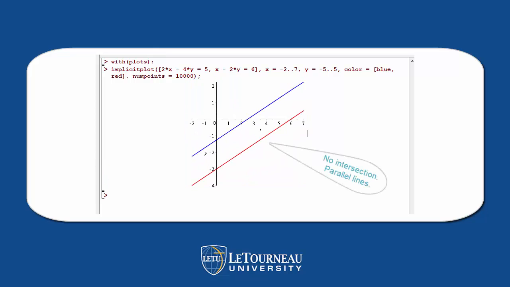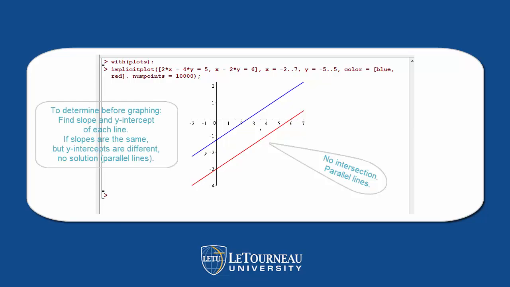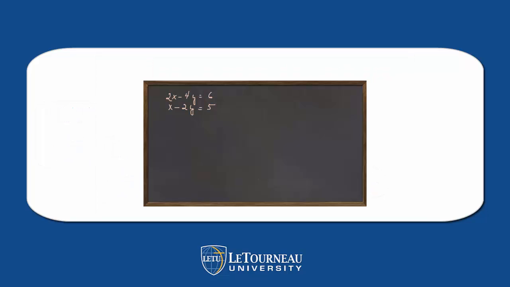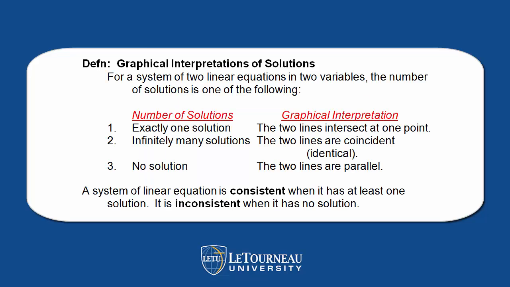Here they come. No intersection. We have parallel lines. So to determine before graphing, find the slope and y-intercept. If the slopes are the same and the y-intercepts are different, there is no solution; you'll have parallel lines. Let's check out what happens with those if you're working them by hand and not looking at a graph. Notice we get 0 equals minus 4. Class, this is a false statement. 0 has never equaled minus 4, and this tells us that we have no solution.